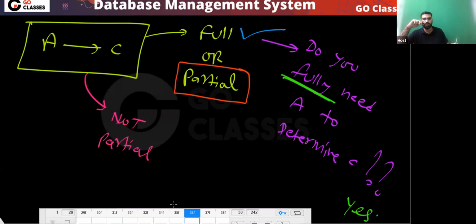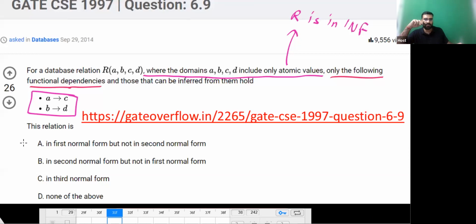You fully need A to determine C. Okay, so this is the idea. Anyway, this relation is not in 2NF, right? This relation is not in 2NF. So definitely your answer will be option A. If it is not in 2NF, then automatically it is not in 3NF.